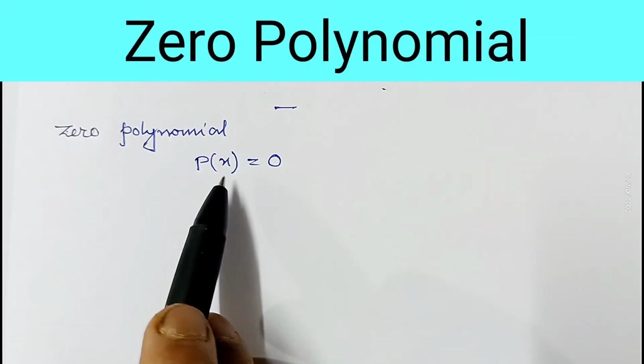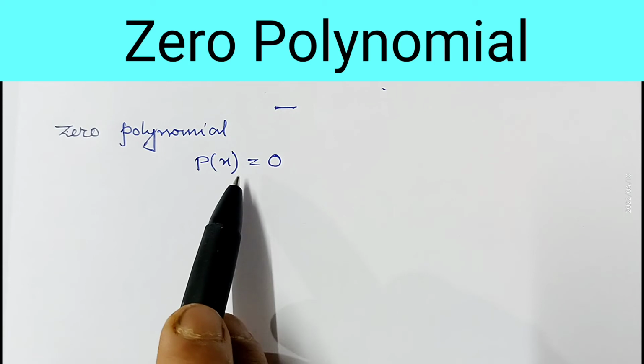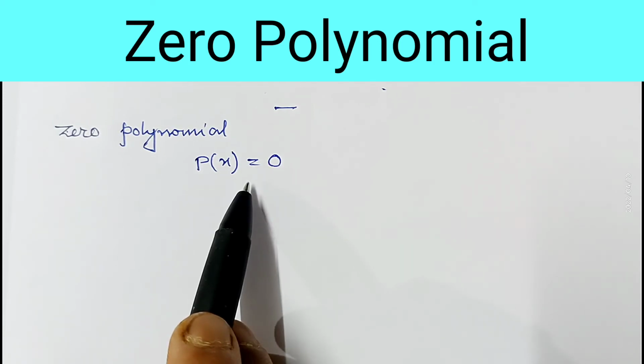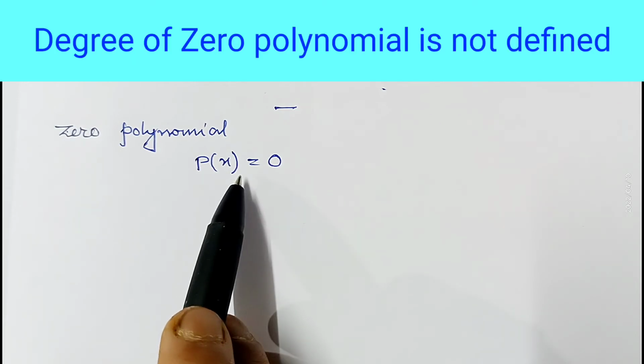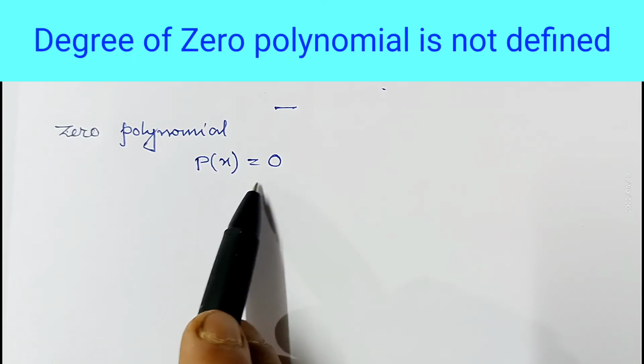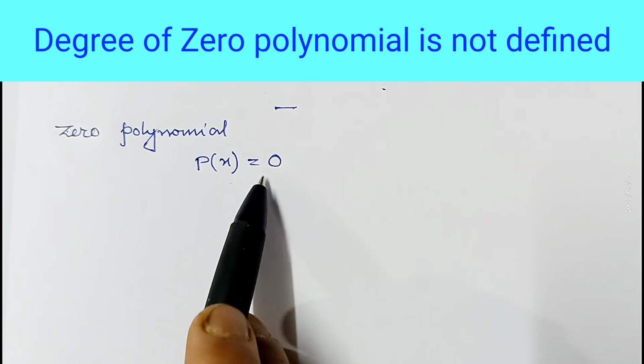A polynomial which consists of only 0, these types of polynomials are called zero polynomials. Now in case of a zero polynomial, degree is not defined. We cannot say degree is 1 or 2 or 3. So we generally consider that the degree of a zero polynomial is not defined, or we can say undefined.